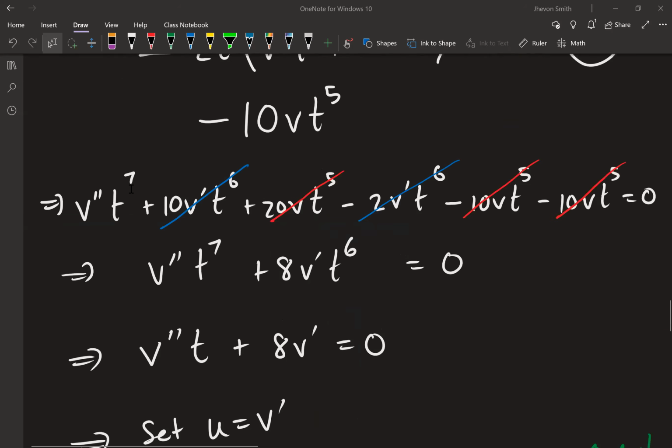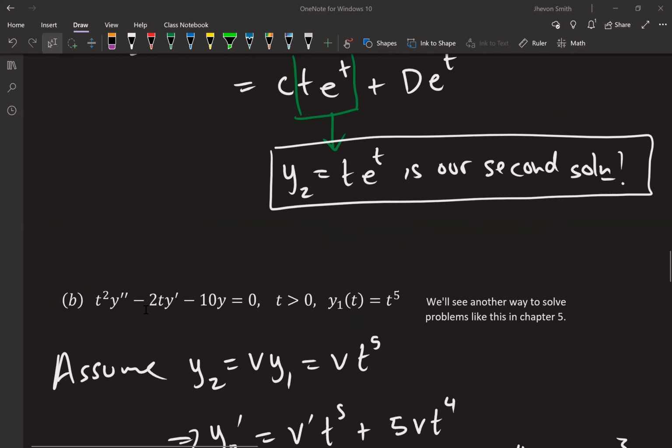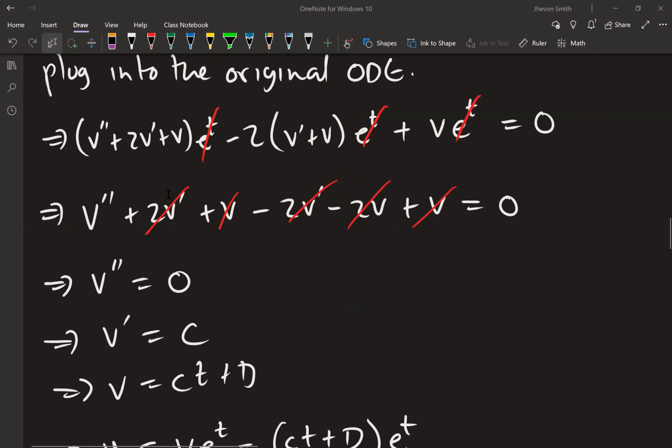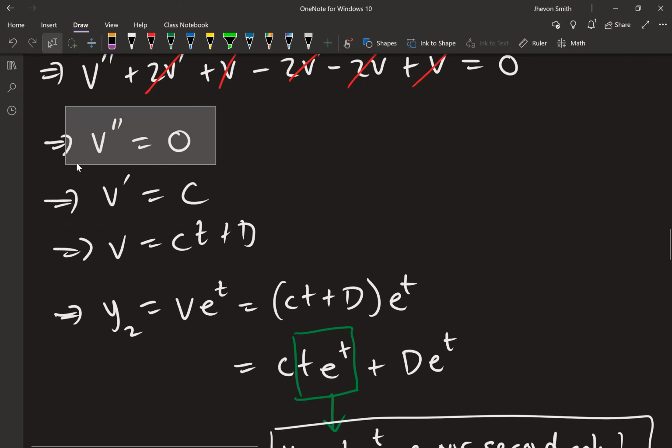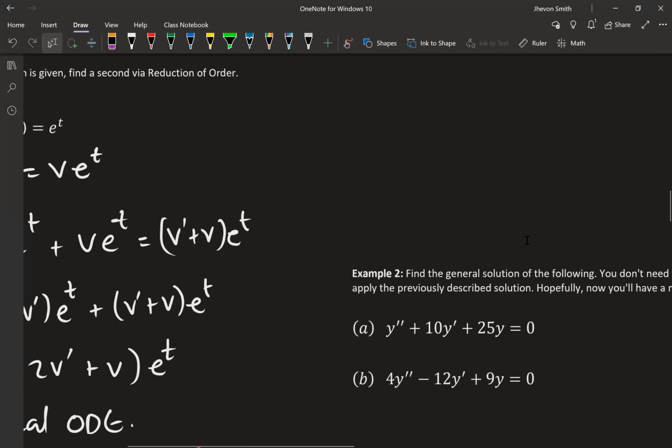Notice that it can work even in the non-constant coefficients case. However, in the constant coefficients case, you pretty much always reduce to something like v double prime equals 0. So it just makes it very trivial. You just know you're going to multiply by a t to get the other guy. Nothing much to do there.